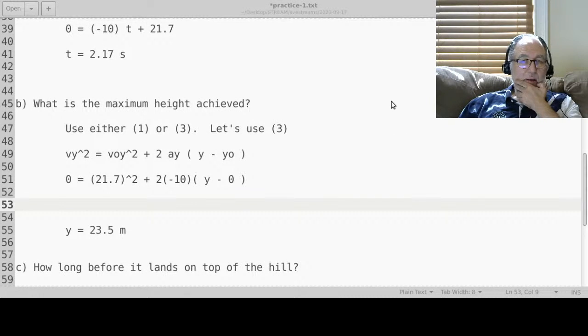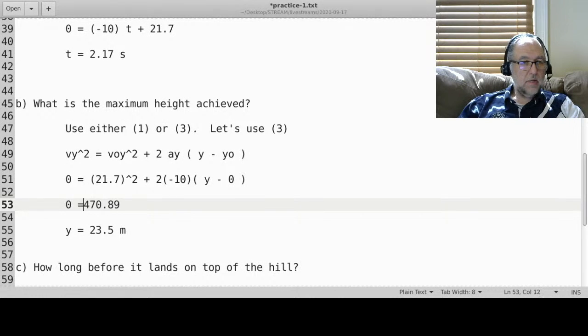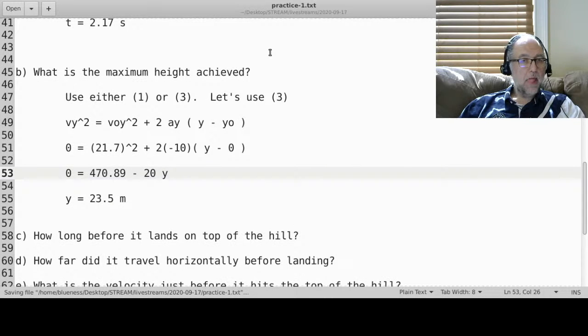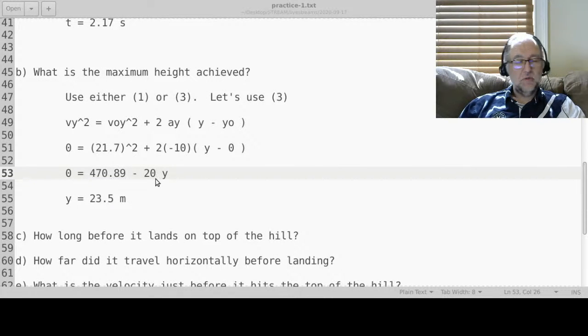I don't want to skip too many steps, so I had 21.7 squared like this, and so I get that 0 is equal to that, and then 2 times negative 10 times y is minus 20y, like that. Okay, and I think now it's pretty obvious what you do. Just bring the minus 20y to the other side, divide both sides by 20, and I got a maximum height of 23.5. All right, so that answers that question.